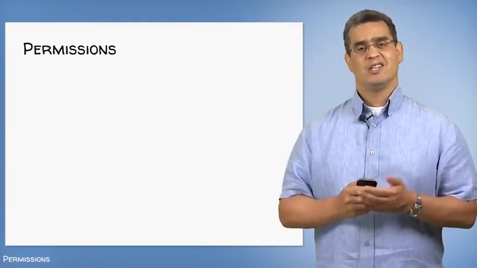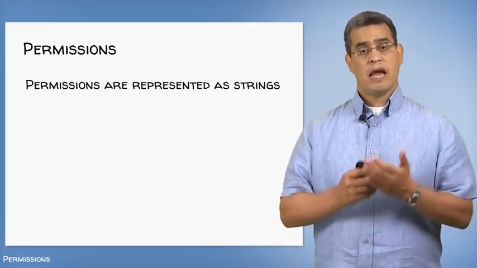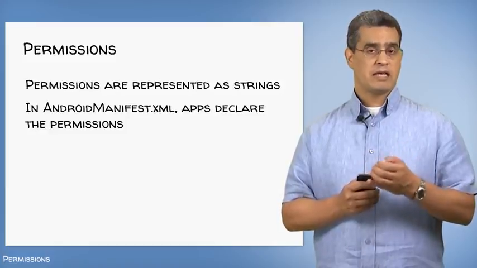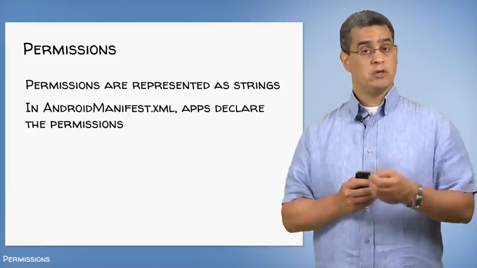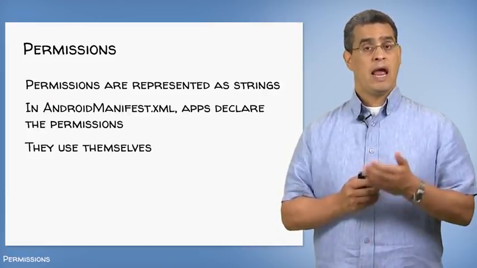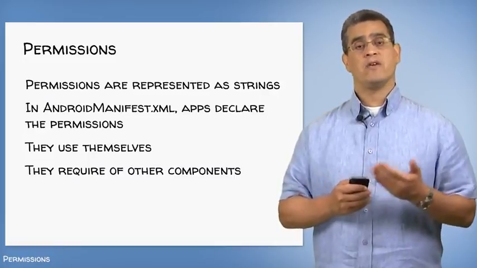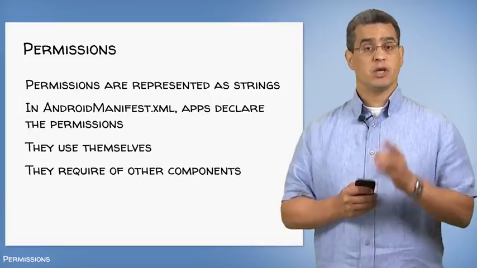videos. So, in Android, permissions are represented as strings, and applications include these permission strings in the Android manifest XML file. And they can do this to declare the permissions that they use themselves and to declare the permissions that they require of other components that want to use them. Let's look at each of these uses of permissions one at a time.